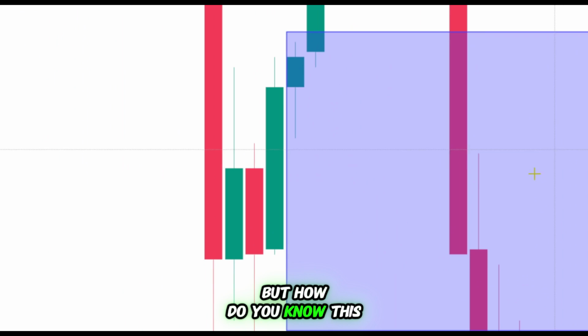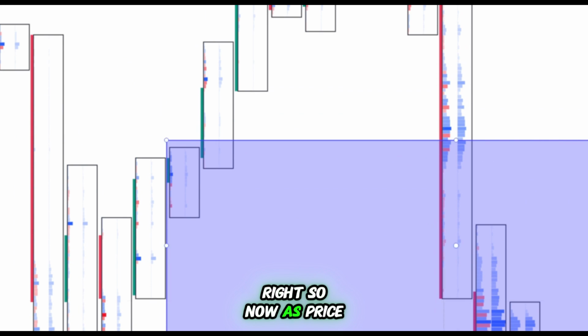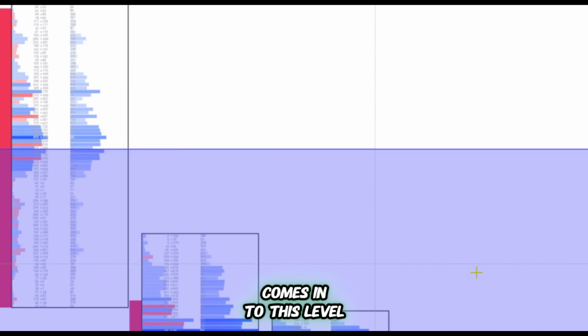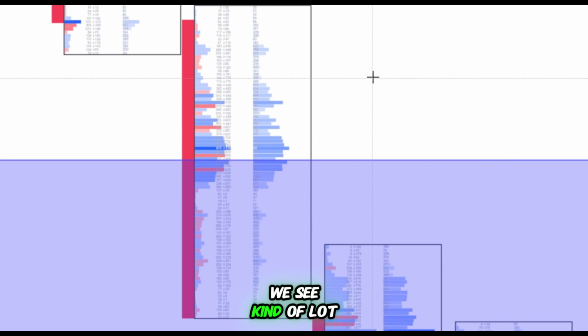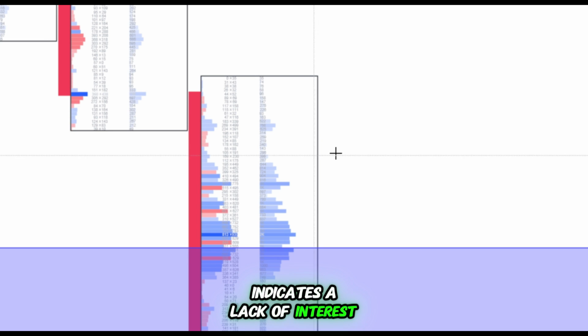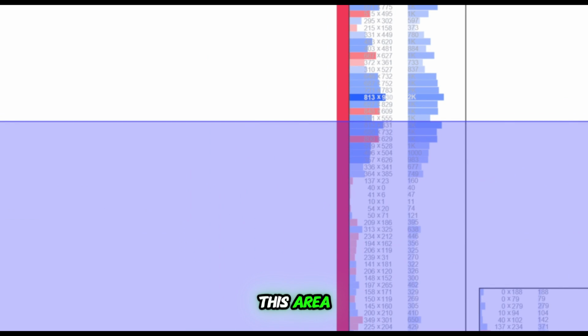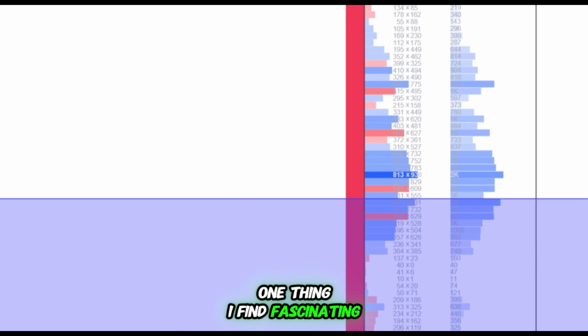But how do you know? This comes from essentially reading the order flow. So now as price comes into this level, what we see over here is a lot of low volume up here. This low volume indicates a lack of interest for these higher prices at that particular time. That's important to understand.